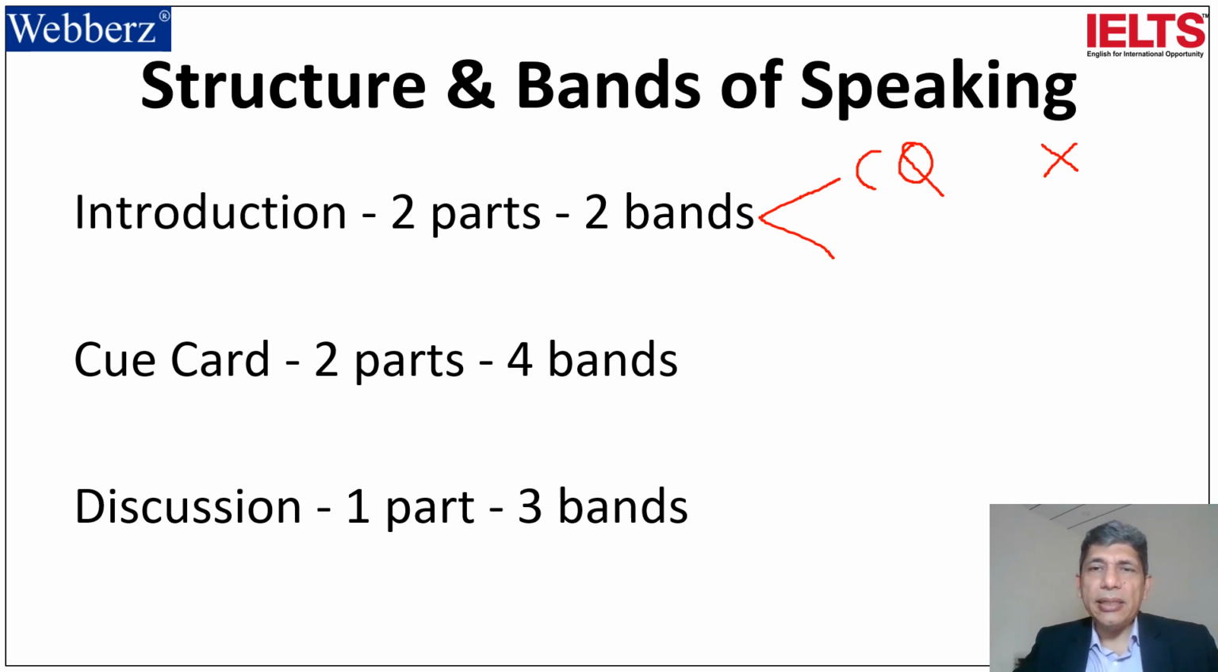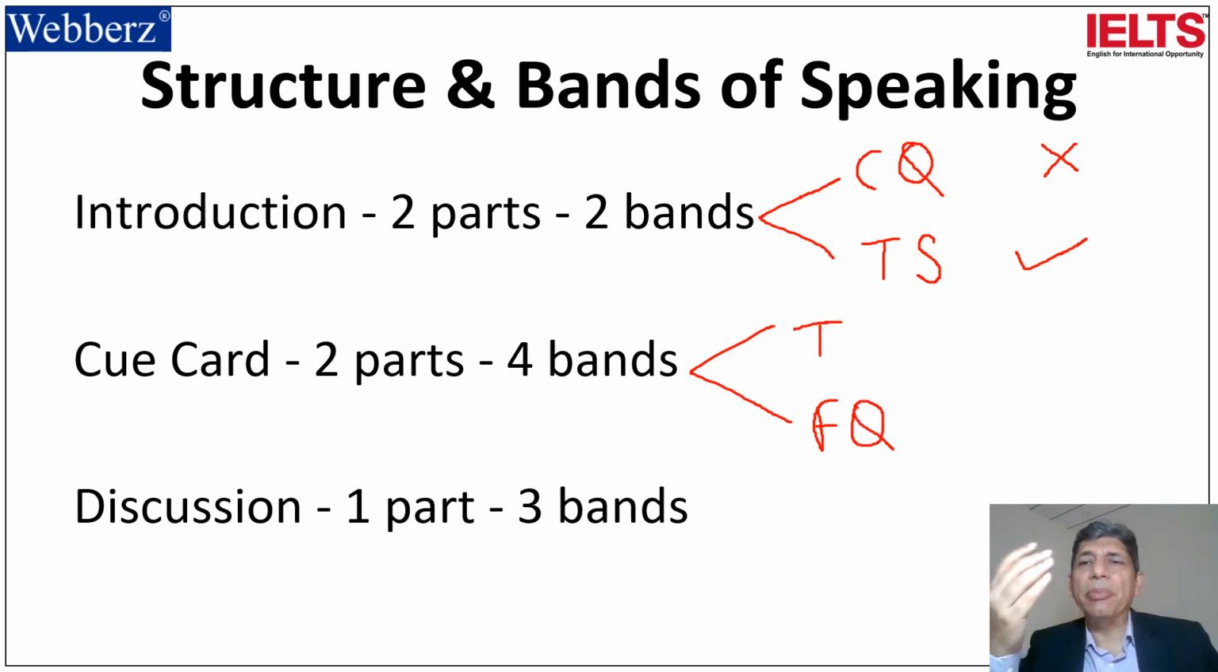And the second part is called the topic specific questions. Let's call them TS. They are the ones which are marked here. If I talk about the cue card, first is the topic. You have to speak on it for 1 to 2 minutes. And then there are small follow-up questions, let's call them FQ. Very simple ones. For example, the topic is my best friend. By the end of the cue card, when you stop speaking, they'll ask you questions like, do you still meet him? And what do you do when you meet together? These kinds of things are asked.